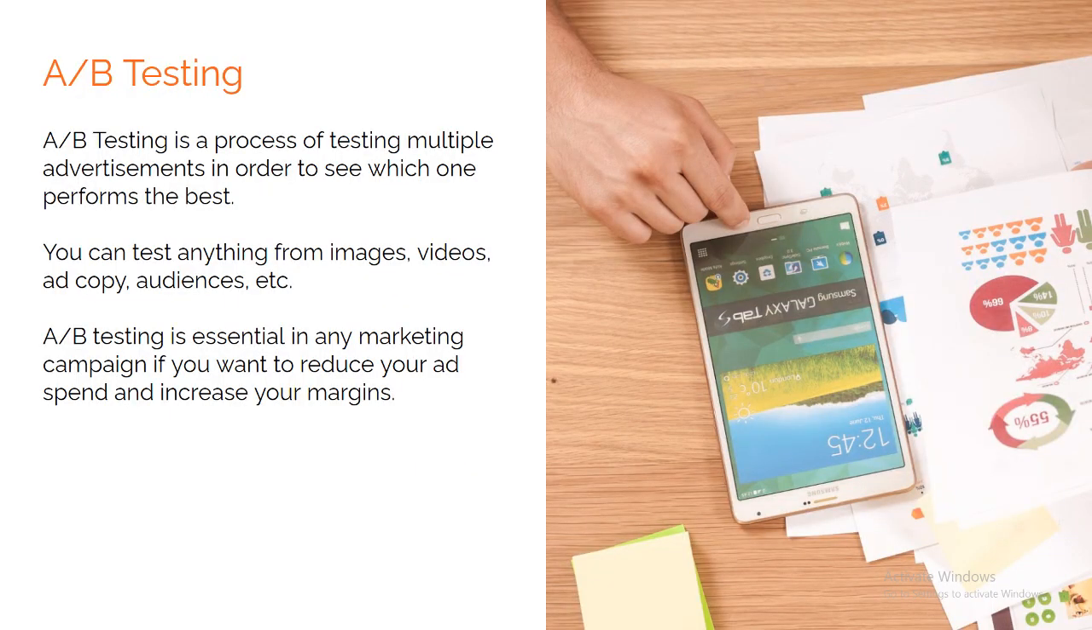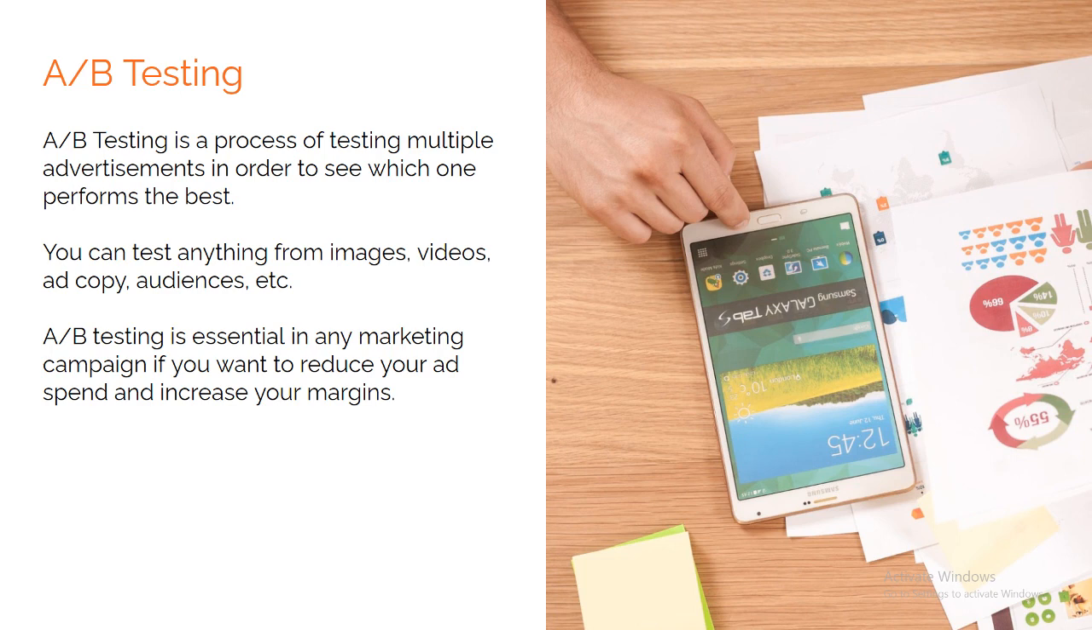First is A/B testing. A/B testing, also known as split testing, is a process of testing multiple advertisements in order to see which one performs the best. You can test anything from images, videos, ad copy, which is basically ad text, audiences you're targeting, this is very important, and various other things. A/B testing is essential in any marketing campaign if you want to reduce your ad spend and increase your margins, right? Because if you just run one ad, you're only limited to that ad's result.